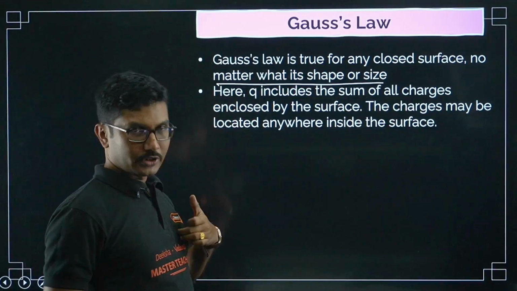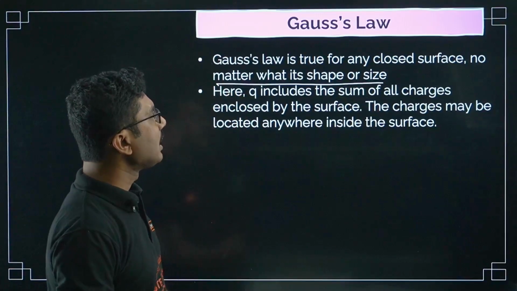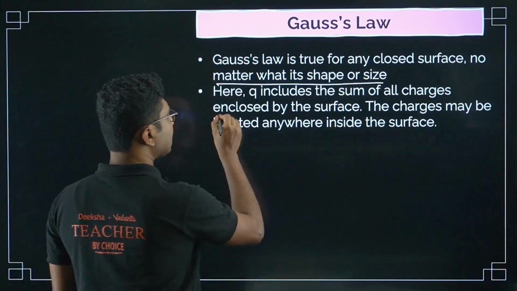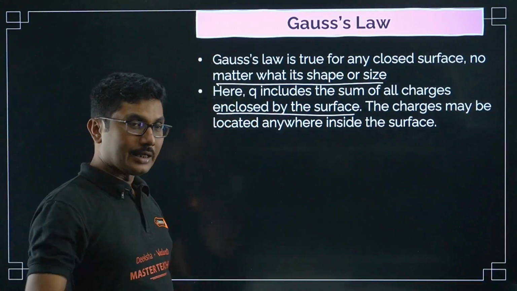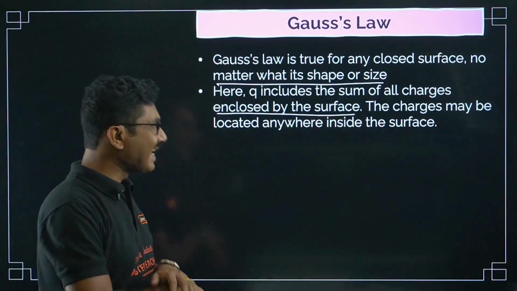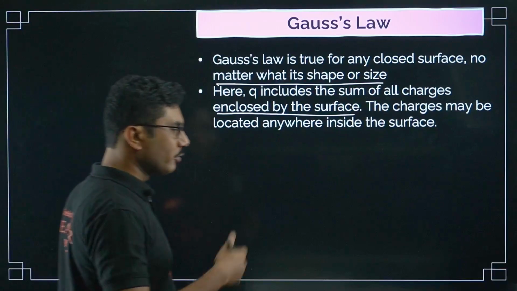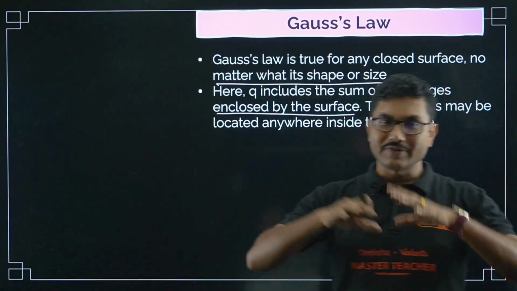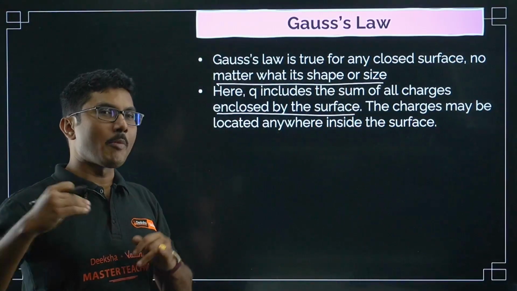Here Q means the formula. In the formula we saw Q includes the sum of all charges enclosed by the surface. Okay, it includes all charges enclosed by the surface. The charges may be located anywhere inside the surface. Don't assume that the charge is always located at the center of a spherical surface. Don't have that misconception. That is a very common misconception.